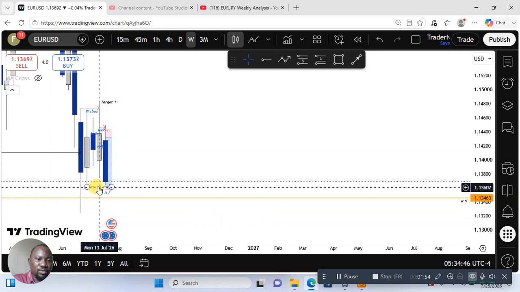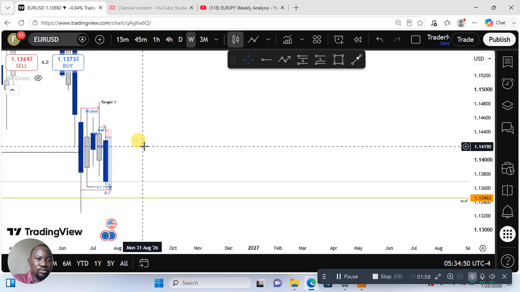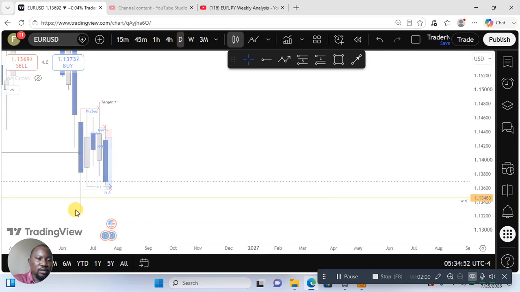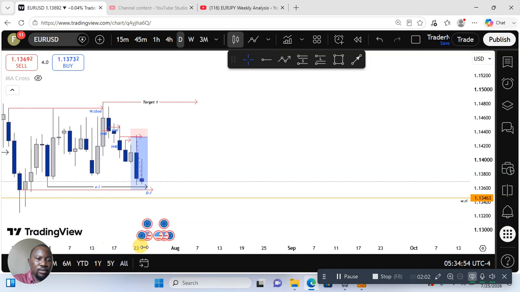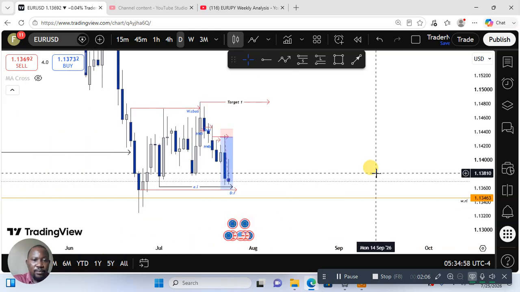Once we saw that break, we know that price would want to come to the daily key level, because that's how we frame our setup: weekly, daily, 4 hours, then we enter. So that's how we just do it. Weekly has been checked. We are waiting for daily to be checked.